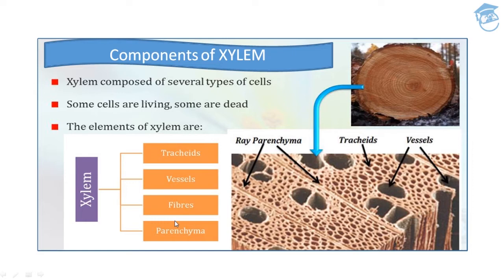So xylem is a complex permanent tissue which is specialized for the conduction of water and mineral substances in a plant body. Xylem is a heterogeneous tissue made up of 4 different types of cellular elements, which are tracheids, vessels, fibres and parenchyma. Some cells of the xylem are living and some are dead.